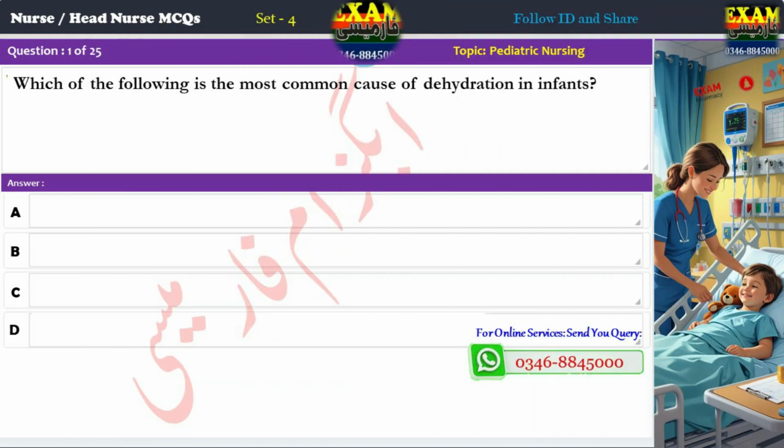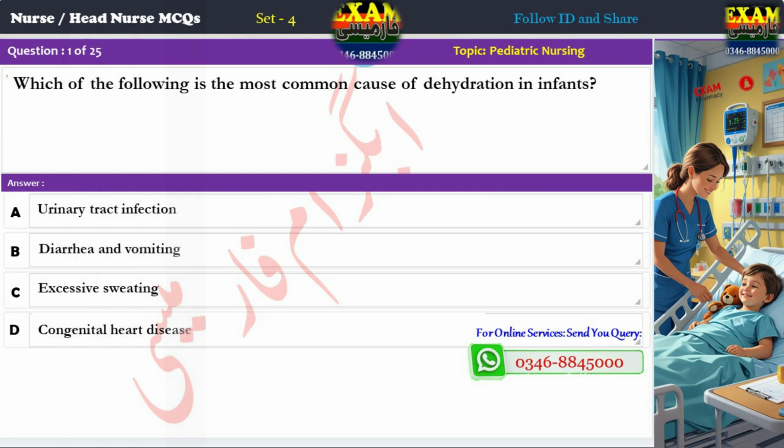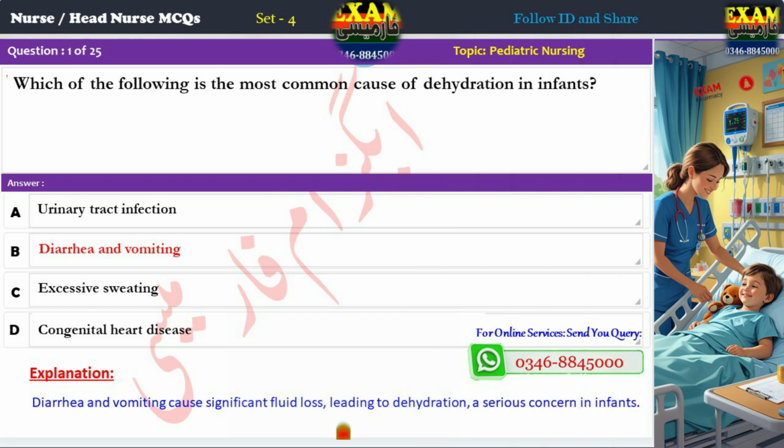Question 1. Which of the following is the most common cause of dehydration in infants? A. Urinary tract infection. B. Diarrhea and vomiting. C. Excessive sweating. D. Congenital heart disease. Correct answer: B. Diarrhea and vomiting. Explanation: diarrhea and vomiting cause significant fluid loss, leading to dehydration, a serious concern in infants.